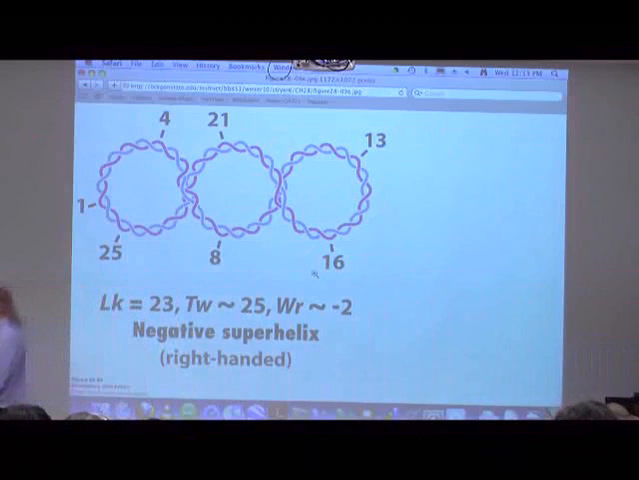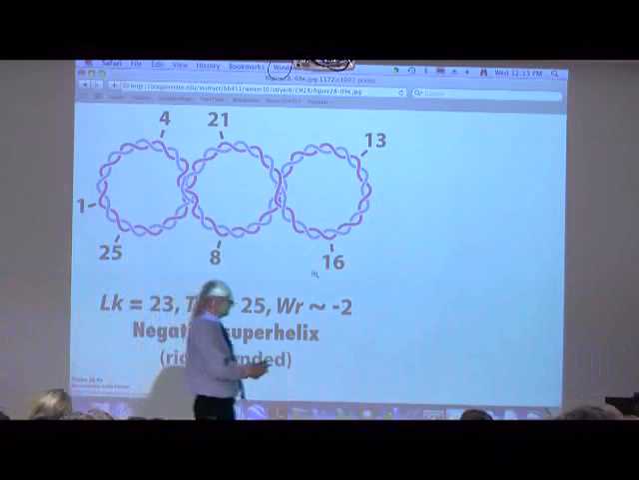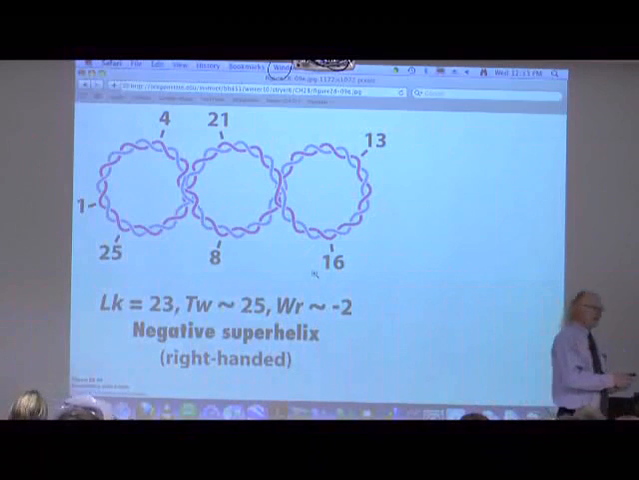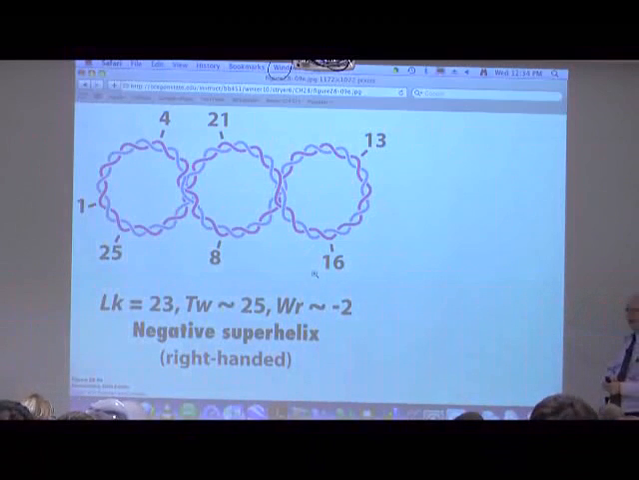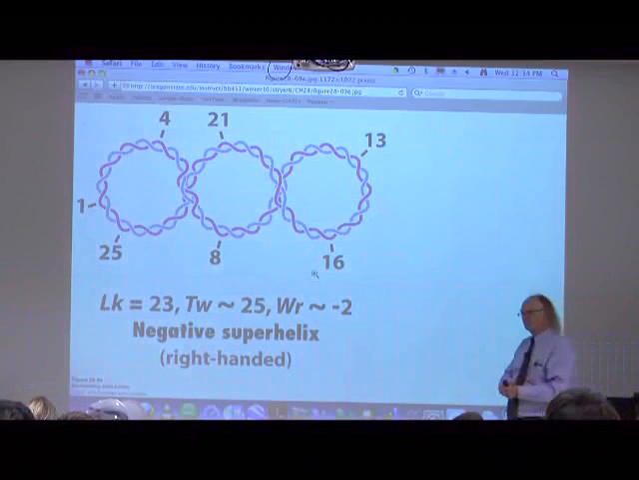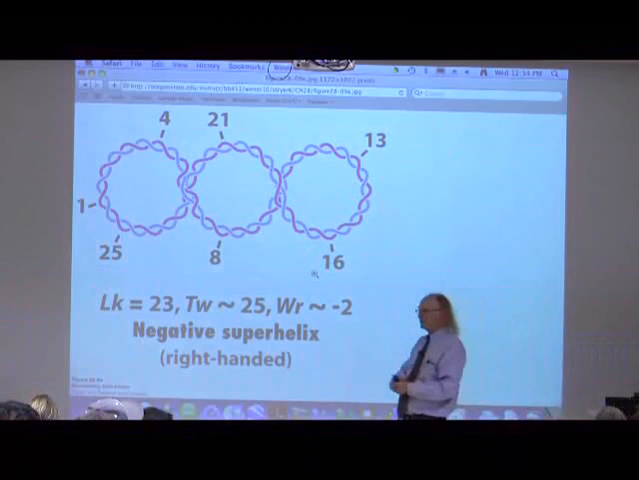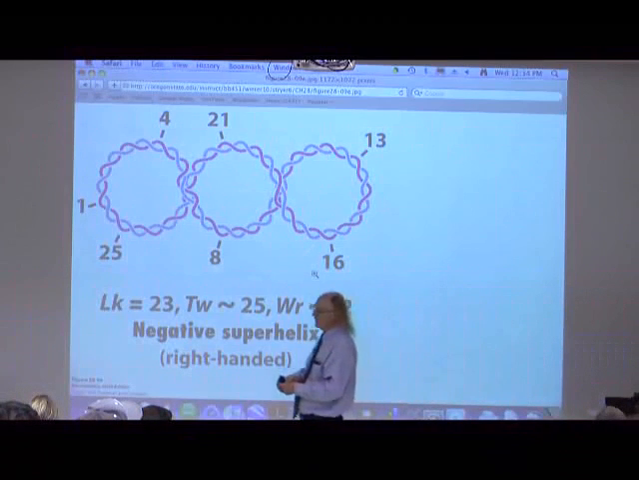Okay, now let's do a little thought exercise on this. We're going to try to avoid calculation. We're going to think this through, okay? I've got a DNA molecule. It has 12 base pairs per turn, and I put it into a circle. What's it going to do? Is it going to writhe positively? Is it going to writhe negatively? And why?